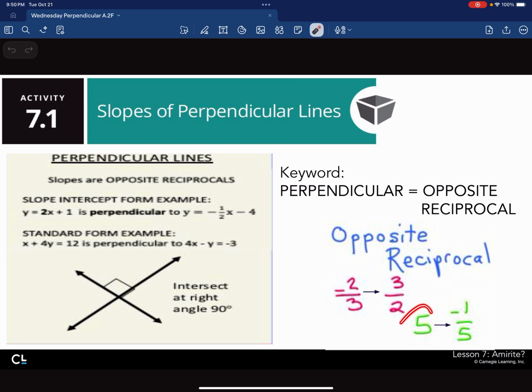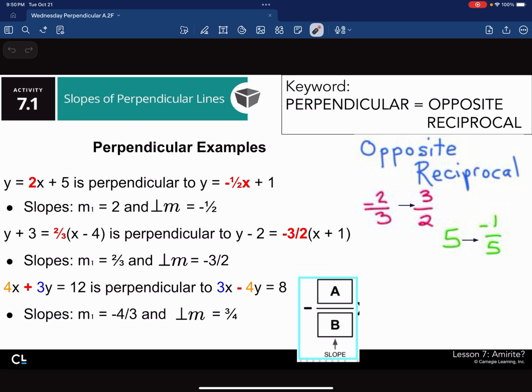We have another example. Positive 5 became negative 1 over 5. And if you're wondering how that happened, I'm about to show you. These are more examples. So we have 2x changes to negative 1 half x. Here we have positive 2 over 3. That changes to negative 3 over 2. Again, I'm going to show you many examples right now.